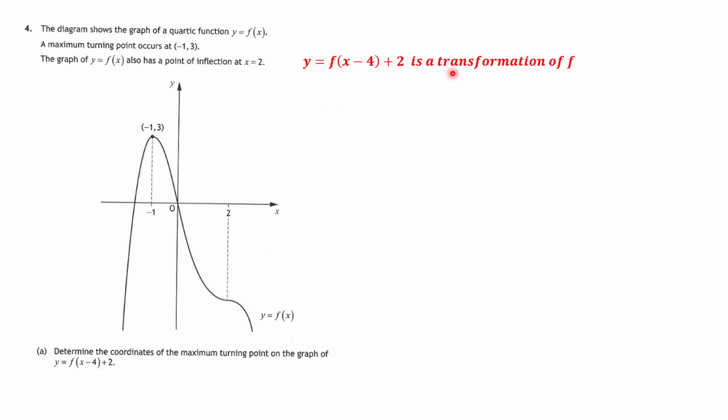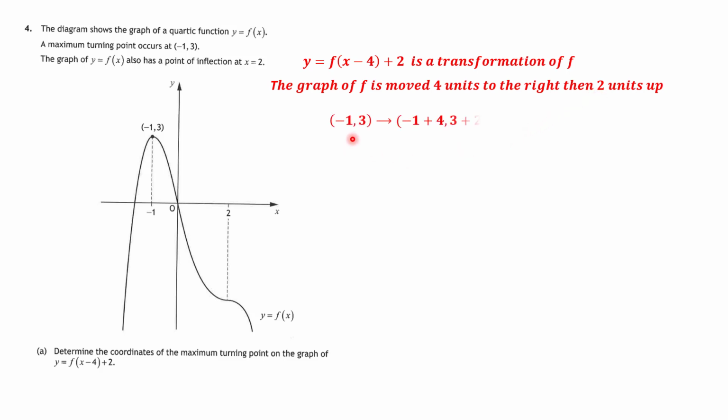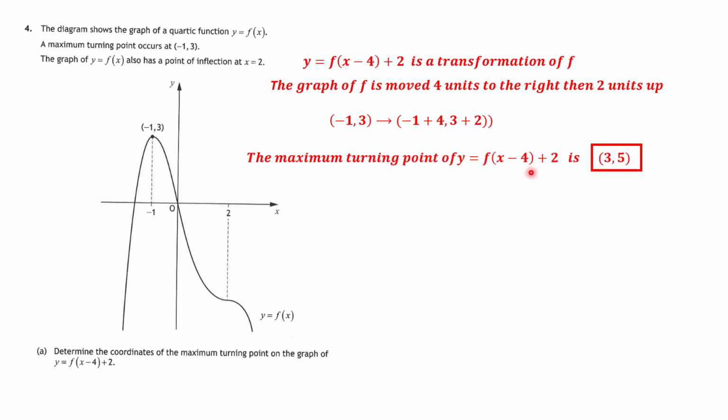Now, this new function is a transformation of f. From the first part, we know that the graph is moved 4 units to the right, and in the second part, plus 2 means it's moved 2 units up. So the point (-1, 3), that's this turning point here, which is the maximum turning point, will become, you add 4 to the x coordinate, and then you shift the y coordinate up by 2, so you add 2 to the y coordinate. So the answer is going to be, the maximum turning point of this new function will be (3, 5), since -1 plus 4 is 3, and 3 plus 2 is 5.